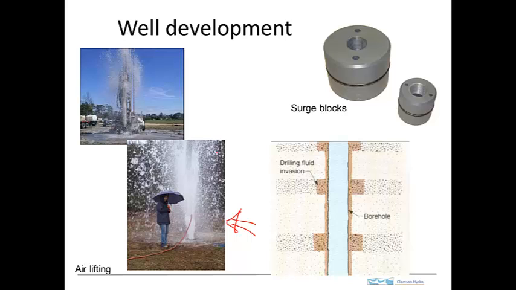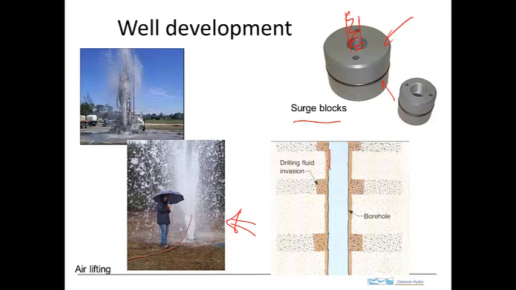So another approach is to use what's called a surge block. And a surge block is just a cylinder with a seal right here. And that's put down in the casing. And this is usually done with a drill rig where you put a rod here, a piece of steel pipe, and push this down and pull it up with a lot of force.